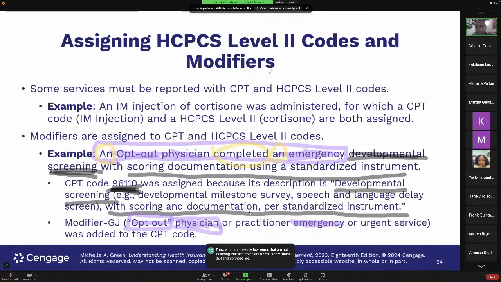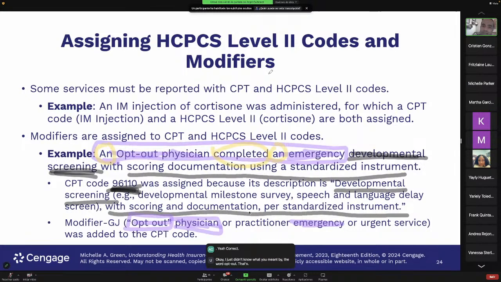Those are parts of speech. Everything else will be included. So for the modifier GJ, that means the opt-out physician or practitioner. Correct. I just didn't know what you meant by the word opt-out.